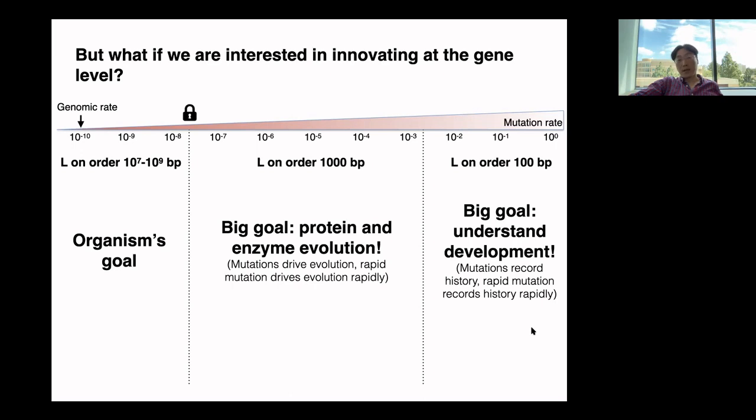And another idea that requires increasing mutation rates is to use mutations as a source of understanding how cells are related to each other in a developing animal, rather than species being related to each other in an ecosystem. And so these two big goals in particular require us to break the lock on the genomic mutation rate that governs complex organisms.